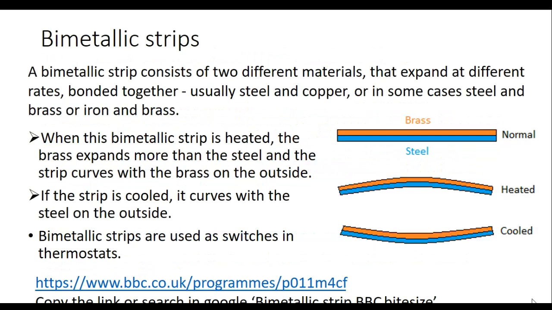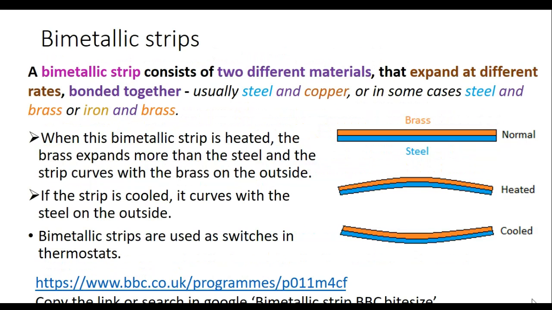Now we will talk about bimetallic strips. A bimetallic strip consists of two different materials, often metals or alloys, that expand at different rates and are bonded together. You can see in the picture on the right hand side at the top what a bimetallic strip looks like when it is not heated or cooled. One material is on the top and the other is on the bottom, and they are bonded together.